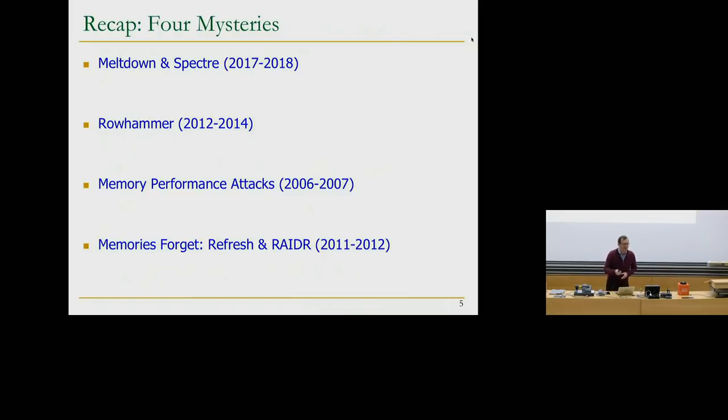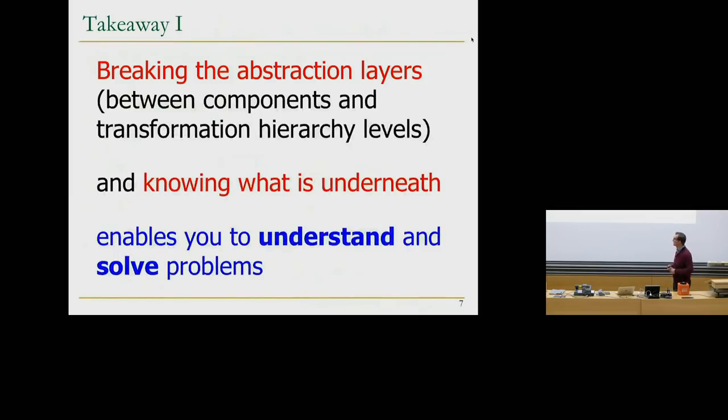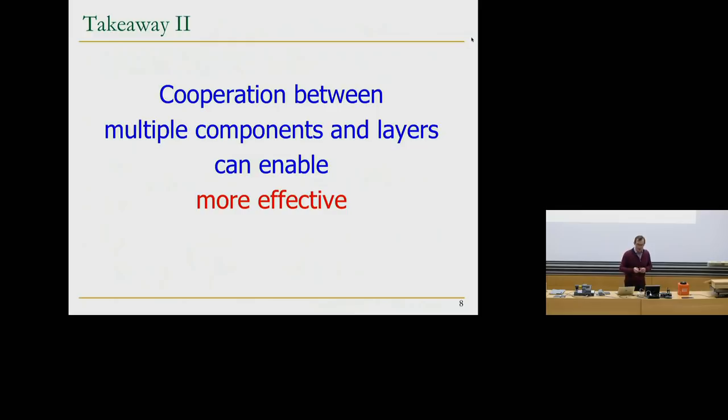So let me cover the takeaways very quickly so that we can jump into why we're doing what we're doing in this course. Basically, we said that breaking the abstraction layers between components and between different levels of the transformation hierarchy and knowing what's underneath enables you to understand and solve problems. And this course is all about that, actually. And the second takeaway was, if you remember some of the solutions, you want to have cooperation between multiple components and layers that can enable more effective solutions and systems.